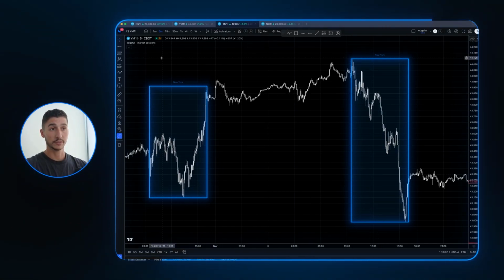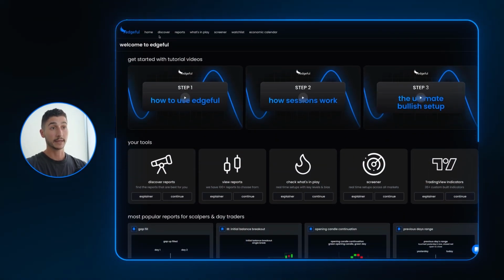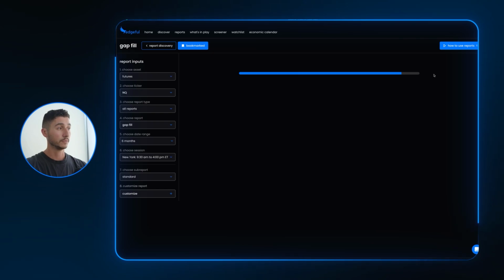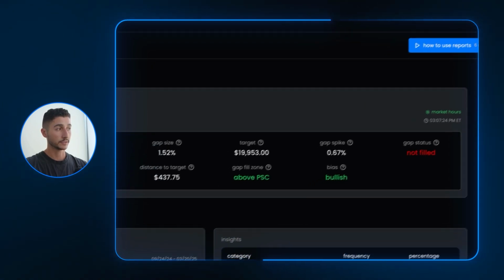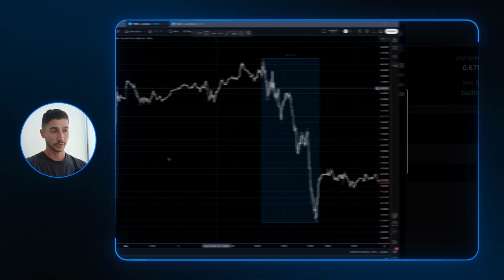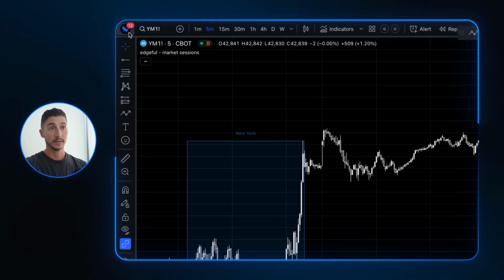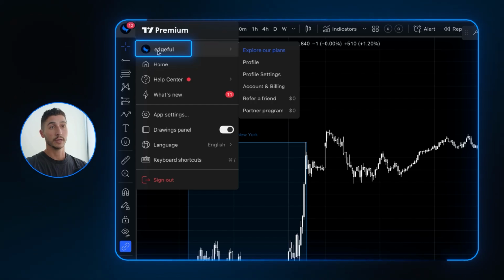This is the New York session, and this is the market session indicator that we have on edgeful.com. If you want access to these, on the right side, right over here, you're going to see this Trading View button. You can click on this Trading View icon and put in your Trading View username, which you're going to put right over here.